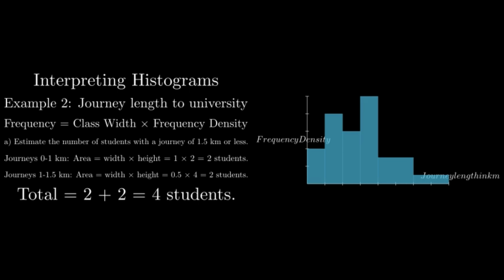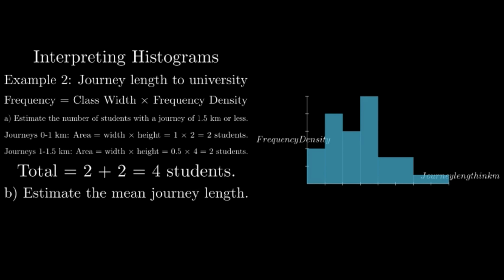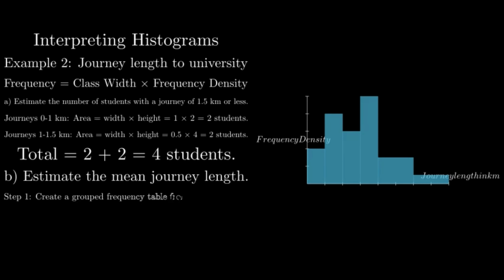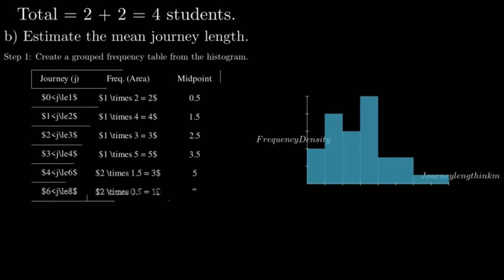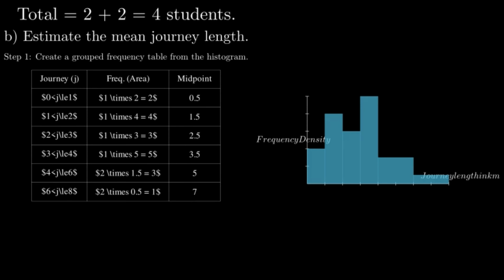Now let's estimate the mean journey length for all the students. To estimate the mean from a histogram, we first need to reconstruct the grouped frequency table. We create a table with columns for the journey interval, the frequency, and the midpoint. For each bar, the interval is its range on the x-axis, the frequency is its area, and the midpoint is the middle of the interval. We do this for all the bars in the histogram.